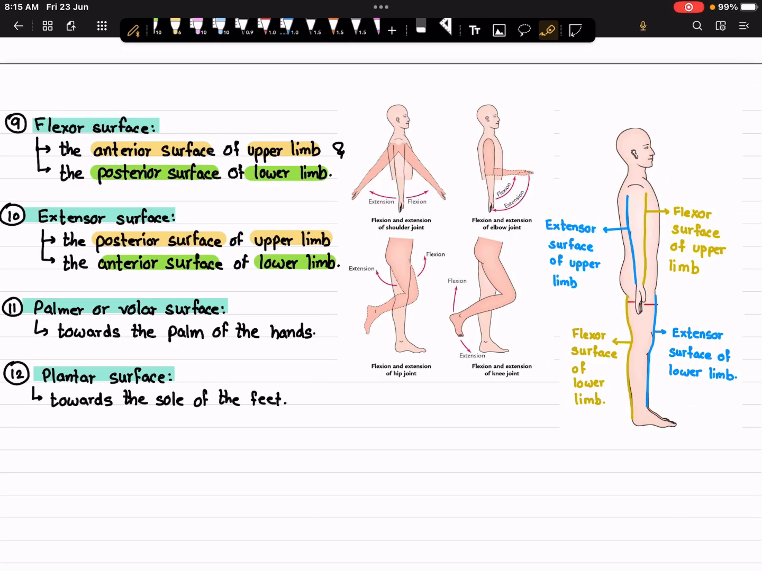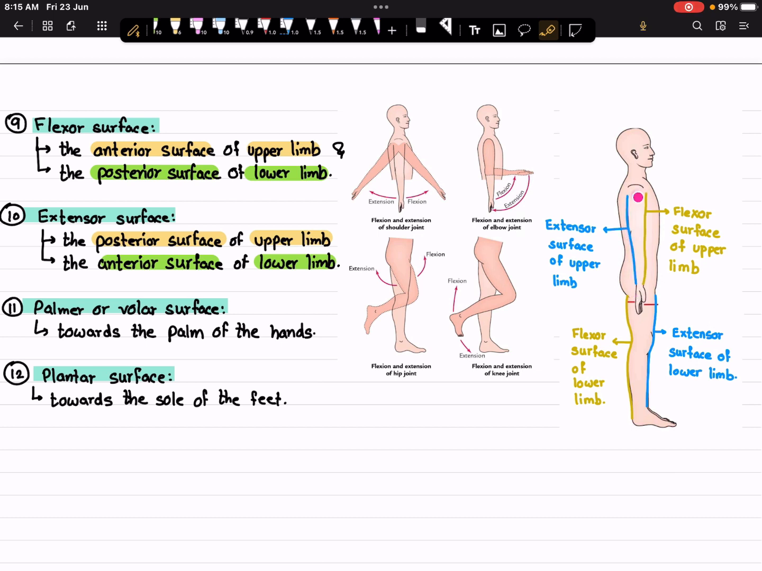Now coming towards the flexor surface and extensor surface, we need to understand that from the shoulder point, if this is the neutral position, we do flexion in this direction and extension in this direction. So this has created a general terminology that this is the flexor aspect of the upper limb and this is the extensor aspect of the upper limb.